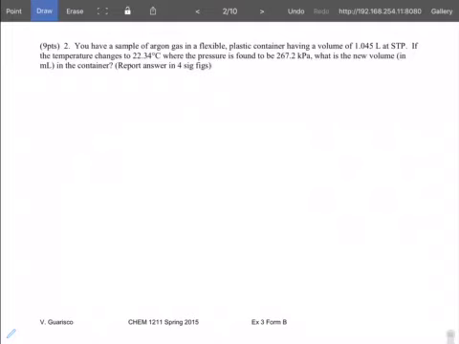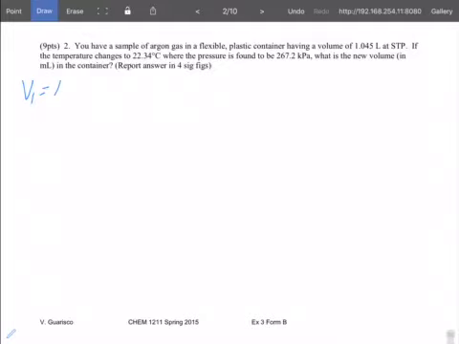Alright, this is another gas problem, and when we look at this one, it's slightly different. You have a sample of argon gas in a flexible container, the volume is at STP, and the temperature changes. Okay, so when we look at this one, we start to realize, wait a minute, we're going to change things. So let's go ahead and identify what we have.